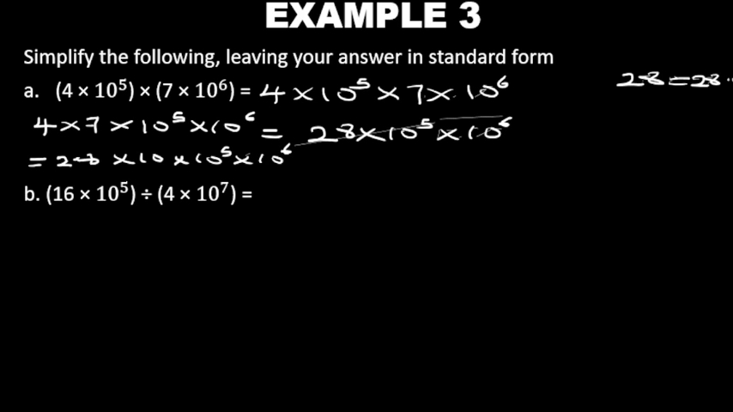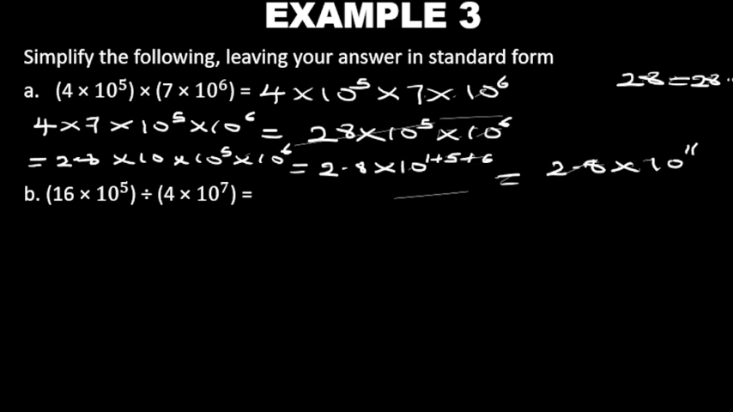Now let's look at this. We have the same base being multiplied. According to the laws of indices, when you have the same base being multiplied, what do we do? We keep the base and add the powers. So that will give us 2.8 times 10 raised to the power of 1 plus 5 plus 6. So that will give us 2.8 times 10 raised to the power of 11. So our answer is in standard form. We have a number between 1 and 10 multiplied by a power of 10.